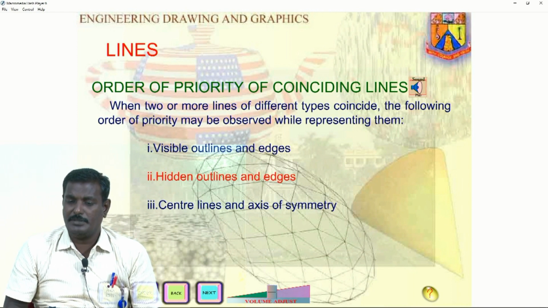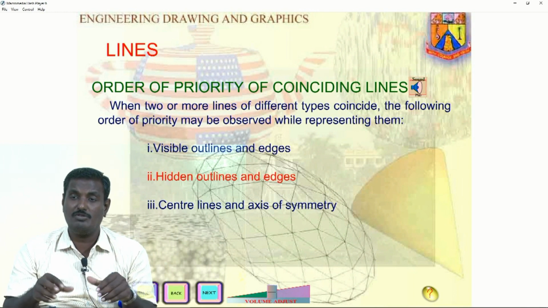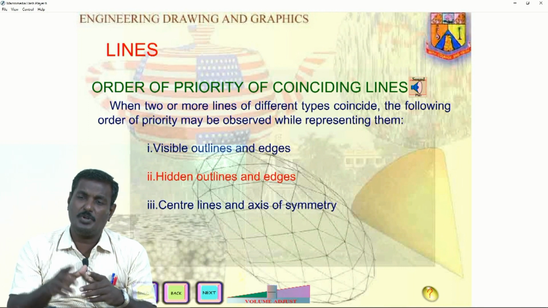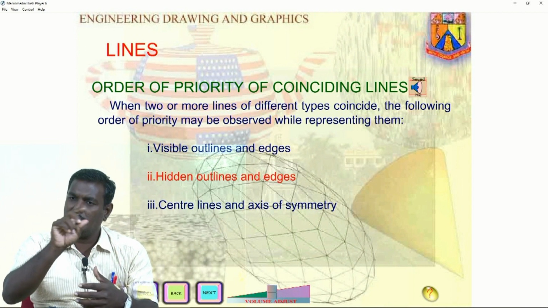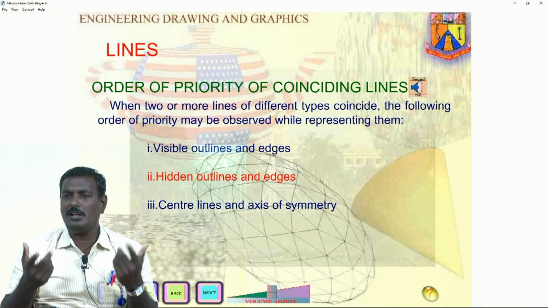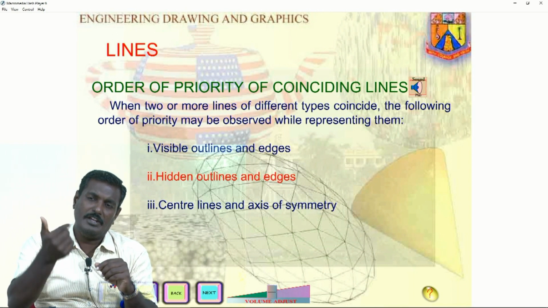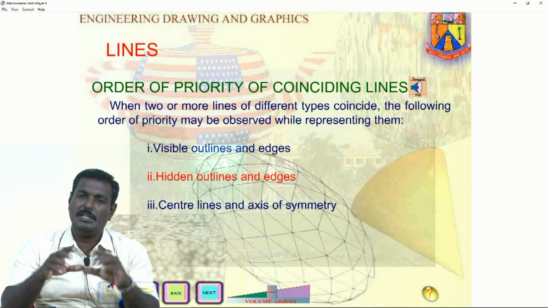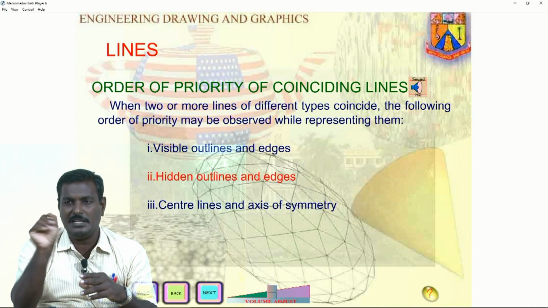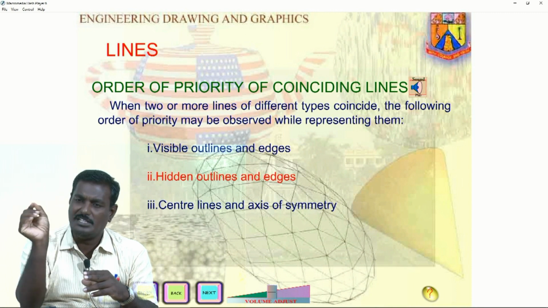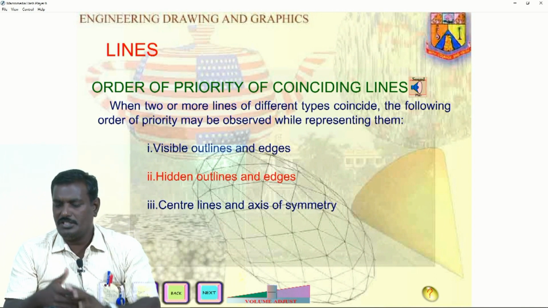In what order do you have to choose? First, visible outlines and edges. The edges you have to draft that are visible, you must put in continuous thick. Then hidden outlines and edges. You have to look whether there are any hidden lines in the object while you draw, and generate them as dashes. Not a continuous line, it has to be dashed lines. Then center lines and axis of symmetry. This is the order in which you have to draw in your drawing sheets.